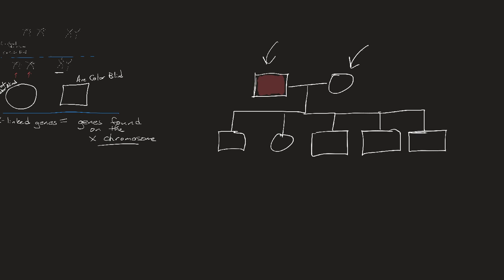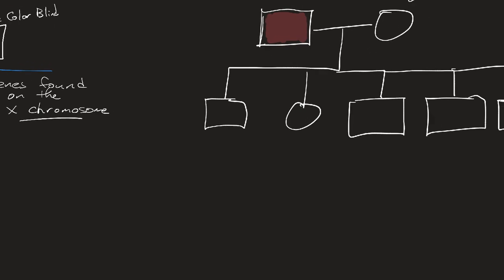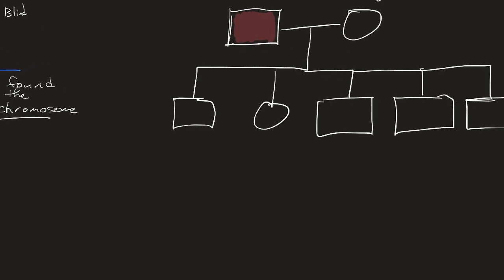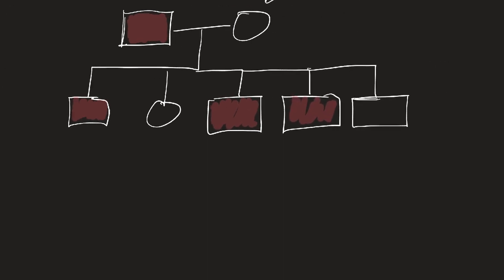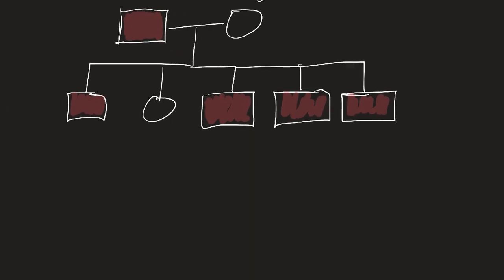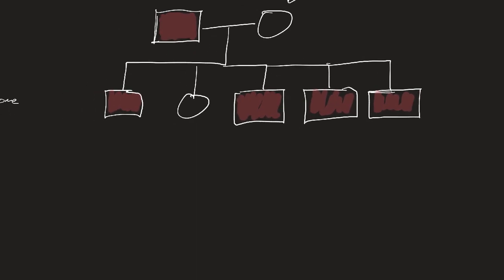Why are they not getting it from the father? The Y is from the father, the X is from the mother. That's right. In boys, it would be easy to say that's because the father is giving them the colorblind gene. That would be incorrect. The father did not give these guys the colorblind gene, because the Y came from the father. Dad gave them the Y.